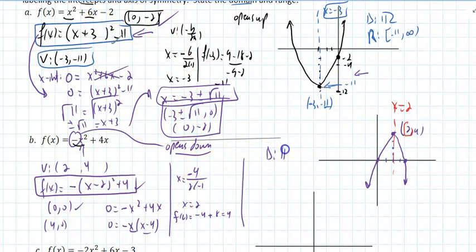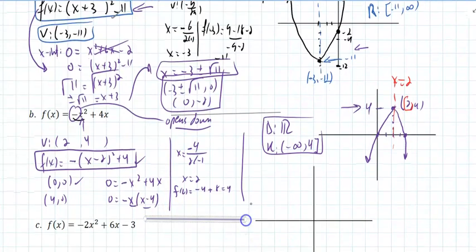Domain, all real numbers, no big secret. Range, well, again, it's always the y value. Isn't that the highest you could ever reach? So wouldn't you say that is negative infinity to 4? There it is.